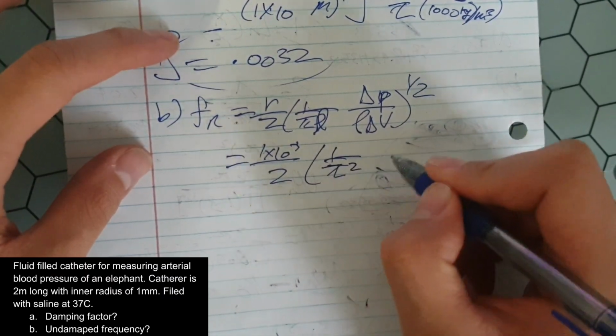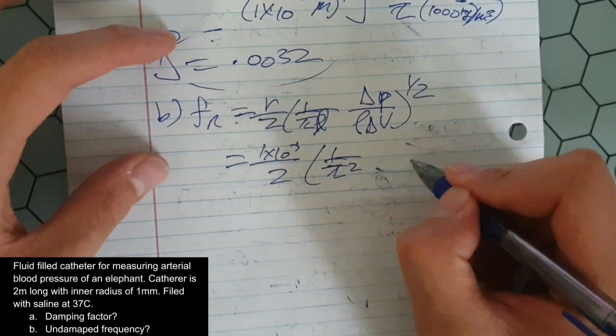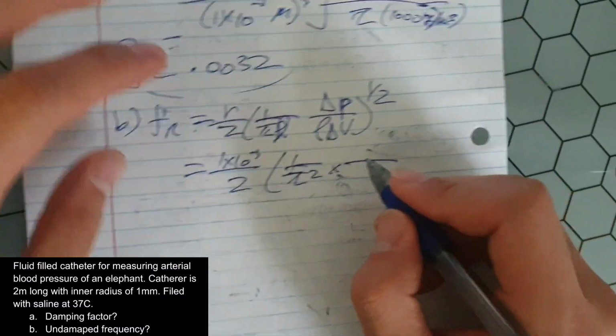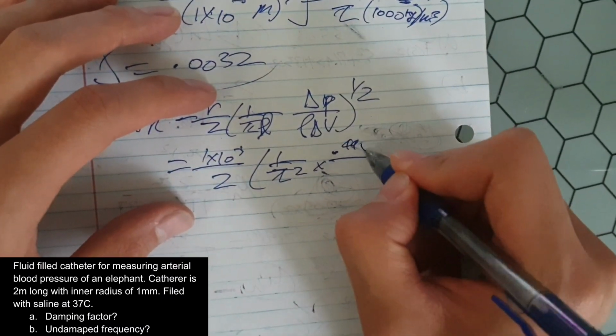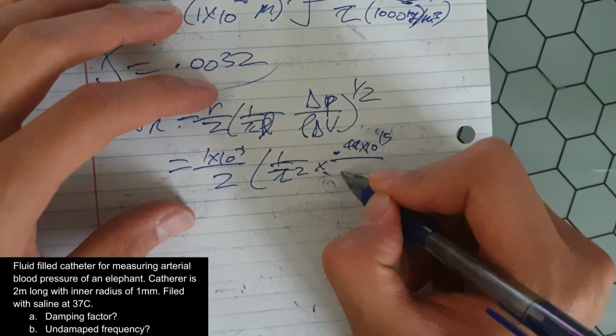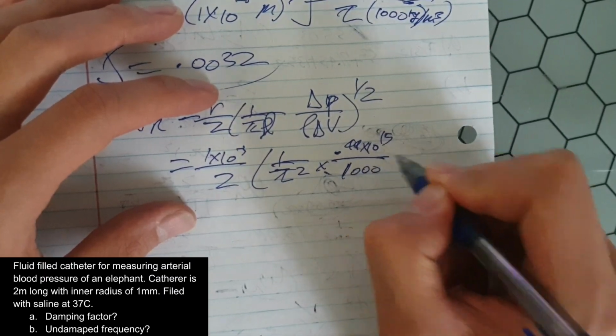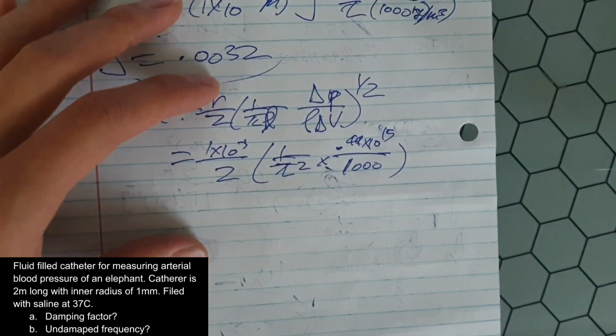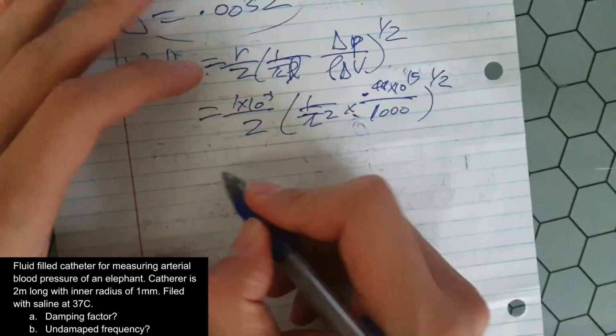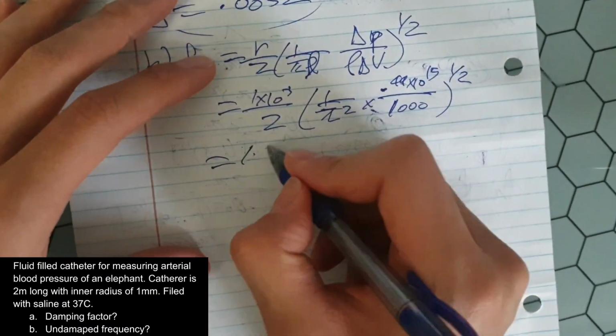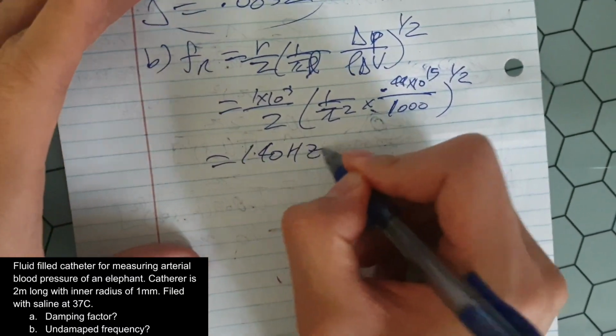pi times 2, which is the length, and then 0.49 times 10 to the power 15 over density of water, 1000 kilograms per cubic meter, over 2, and then we should get something like 140 hertz.